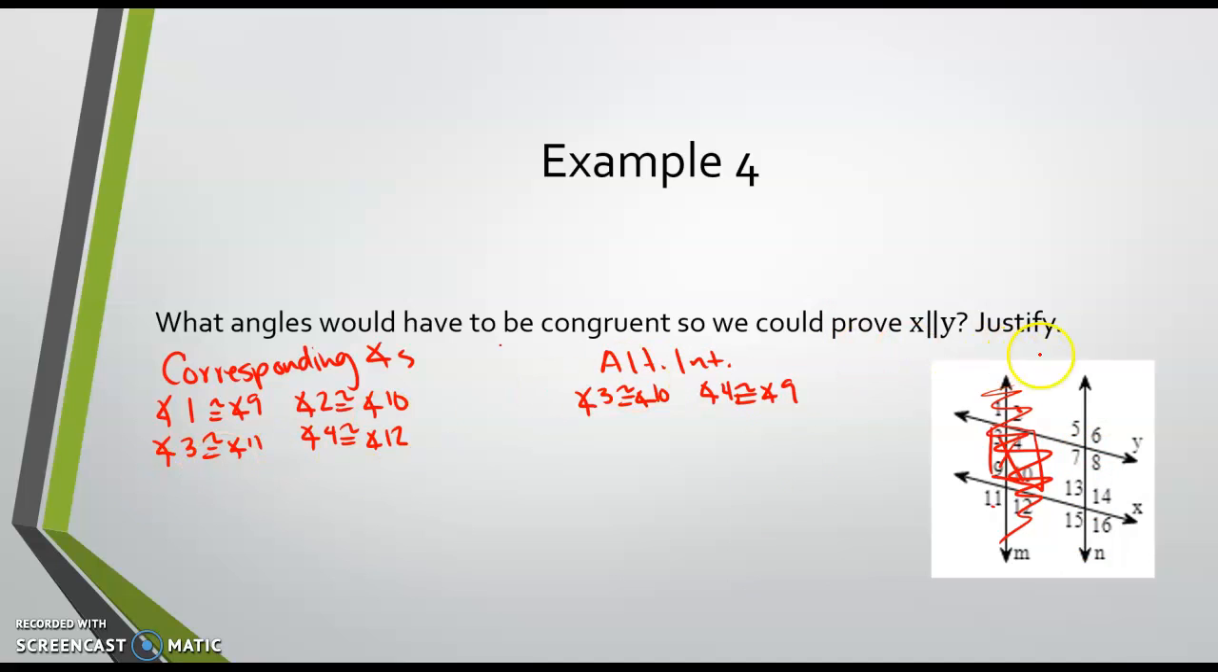So corresponding, starting with 5, 5 corresponds with 13. So we're going to have angle 5 congruent to angle 13, angle 6, so here's 6, so that's in line with 14, is congruent to angle 14, angle 7 is congruent to angle, here's 7, so corresponding would be 15, angle 15, and angle 8 is congruent or corresponding with angle 16. They're in that same position.